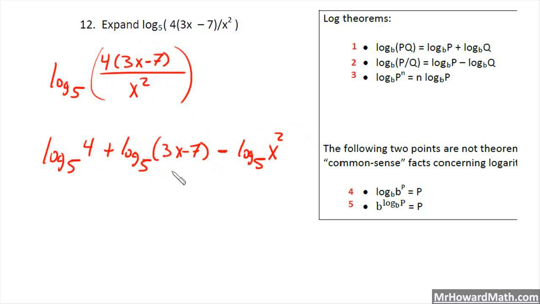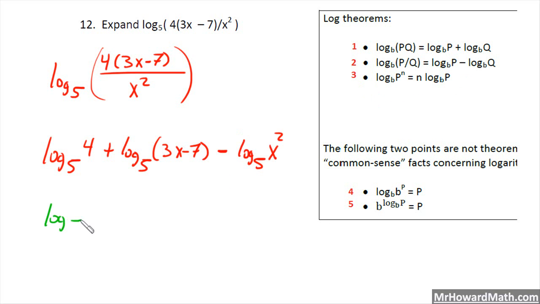So they're all log base 5. So we now have 3 logarithms. There is one more thing that we can do. We can expand this a little farther by moving that 2 exponent up in front there using this third theorem.